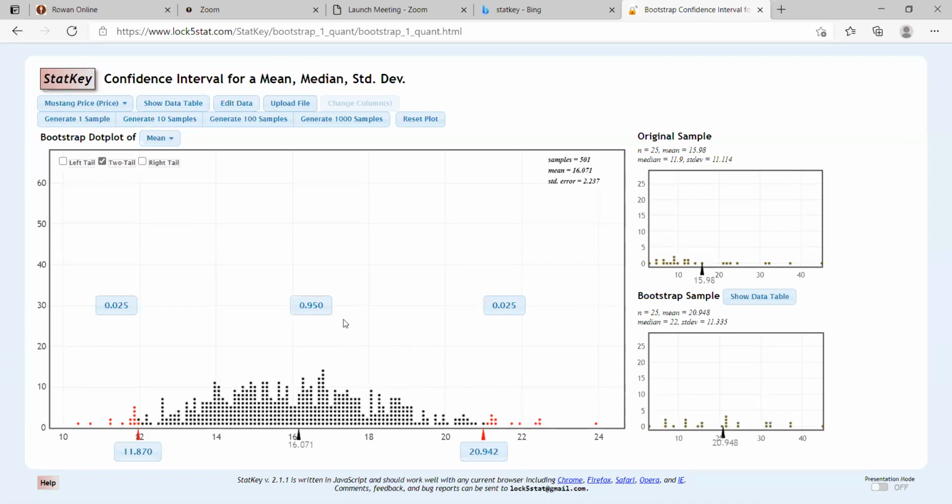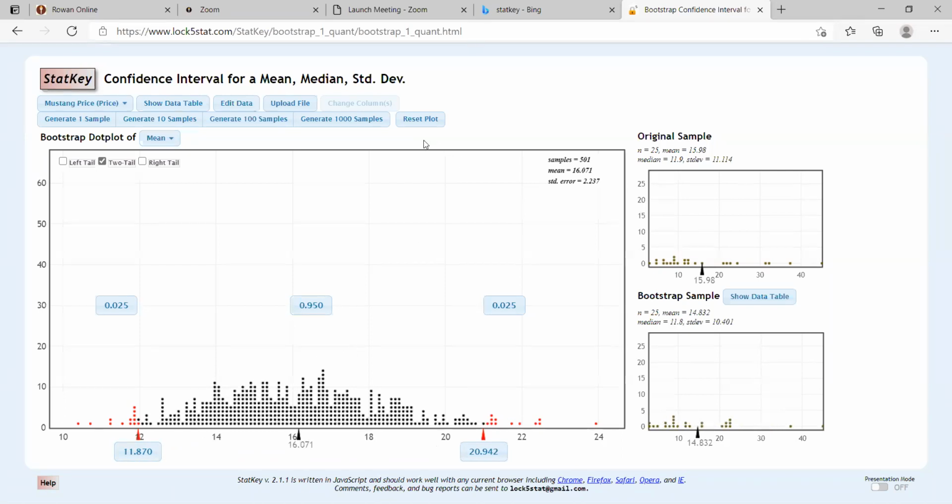So again, the way to interpret this is that we're 95% sure that the true population mean is somewhere between 11.87 and 20.942. Or if we wanted to be more precise, the true population mean price of a Mustang car is somewhere between $11,870 and $20,942, and we're 95% sure that the true population average price of a Mustang car is somewhere between those two values.